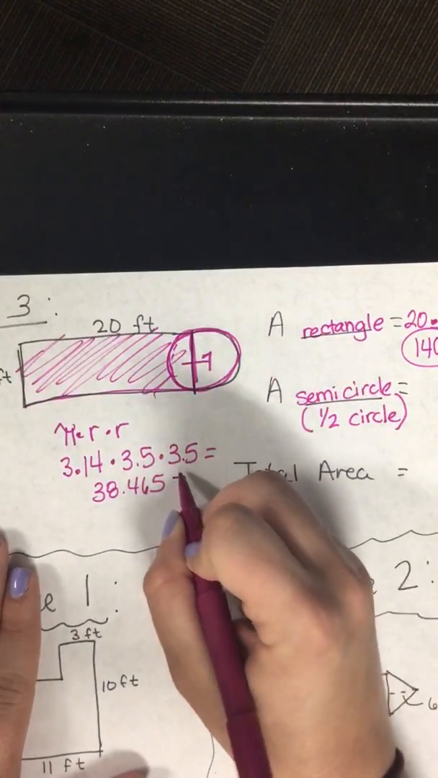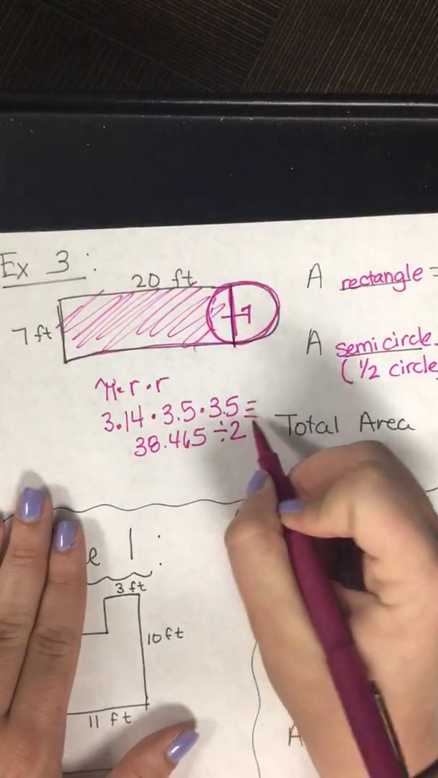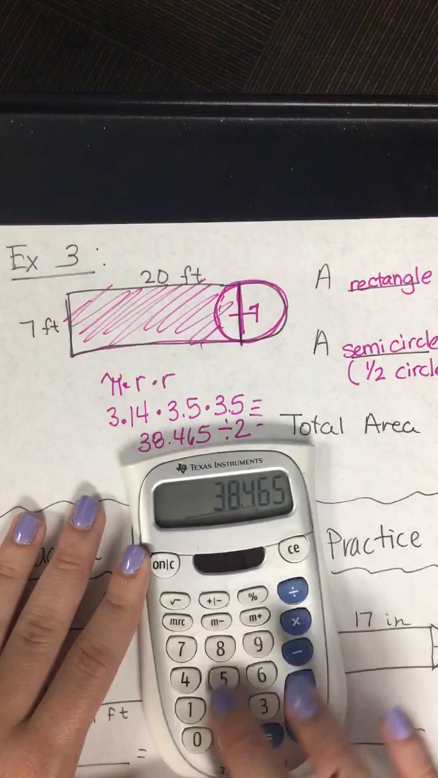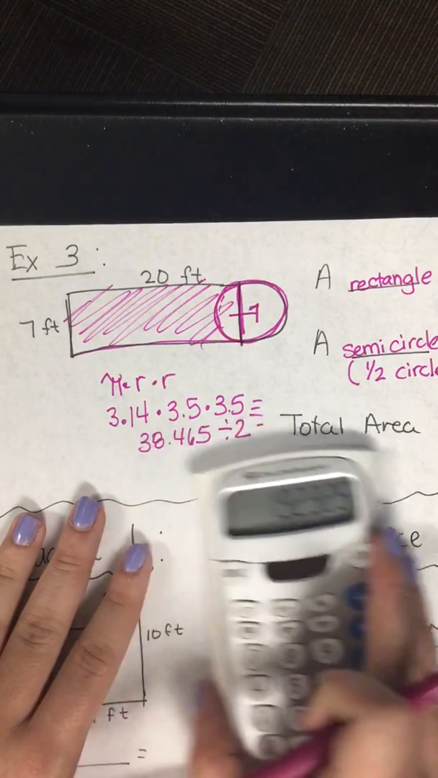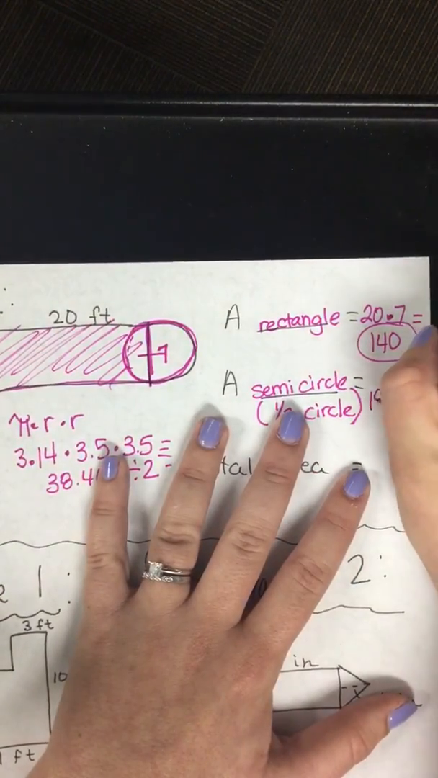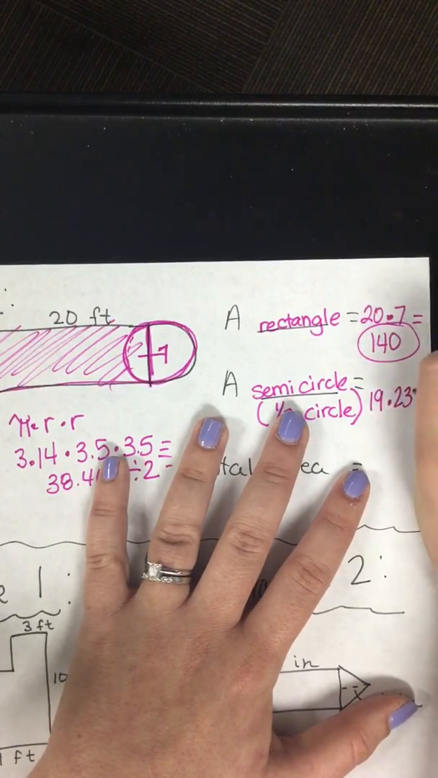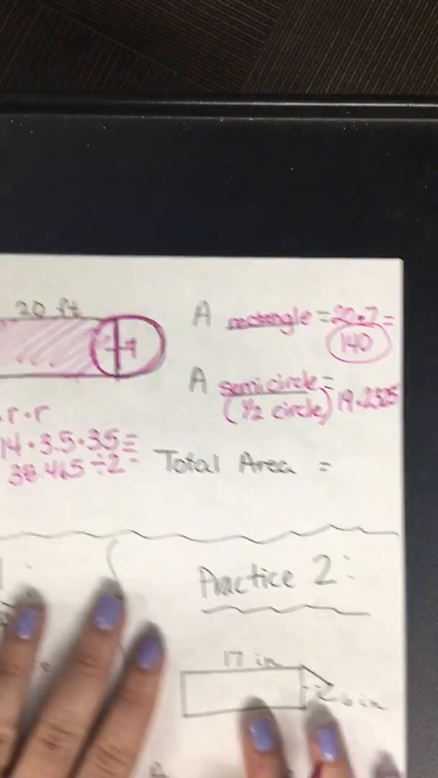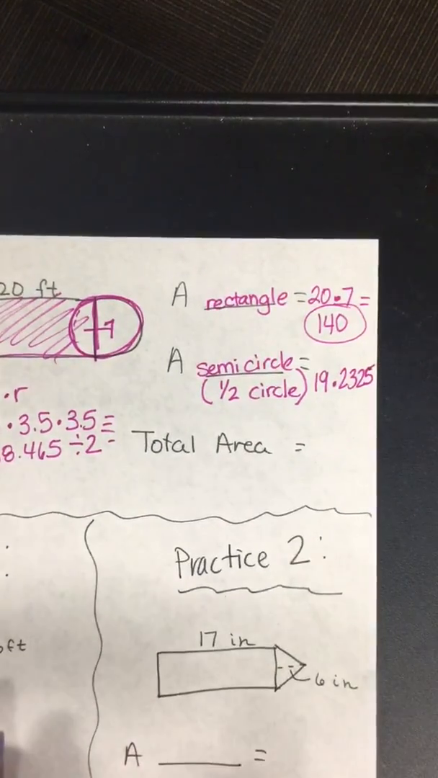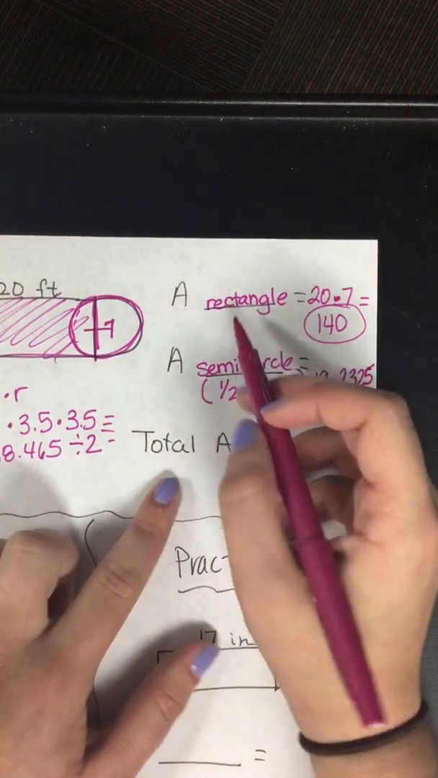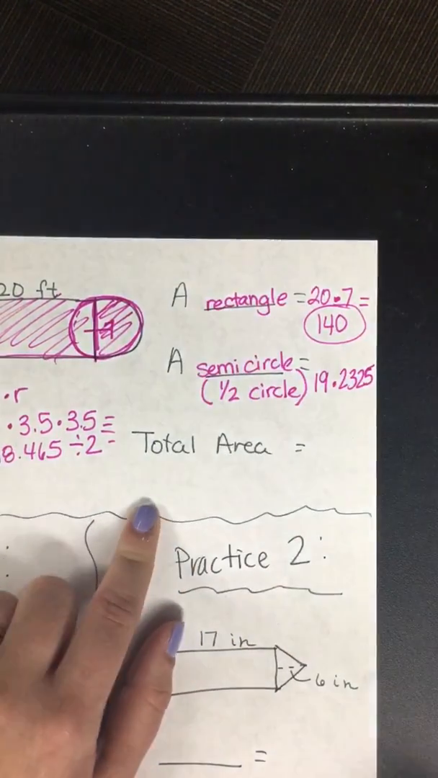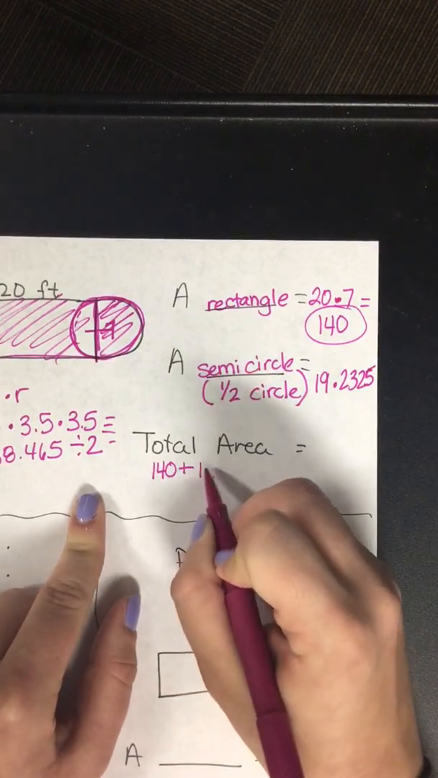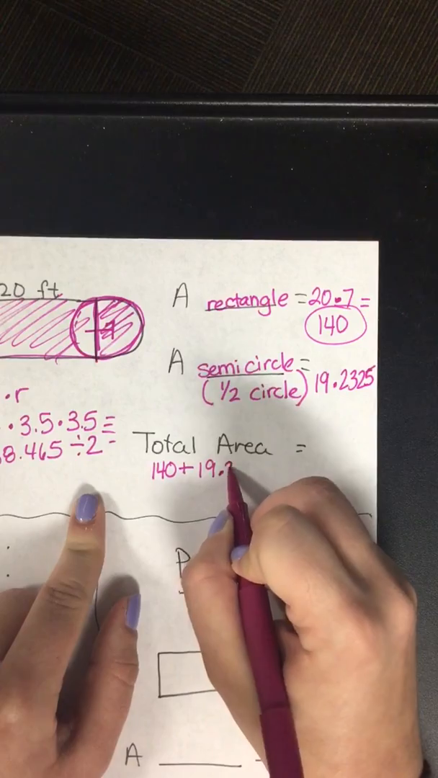Divided by 2. Oh my gosh, you guys are so smart. I know, right? It's still in my calculator, so I'm just going to hit divide by 2. 19.2325. It's not going to hurt us to have extra decimal places in our answer. So, we're going to take the area of our rectangle, which is 140, and add the area of our half circle.